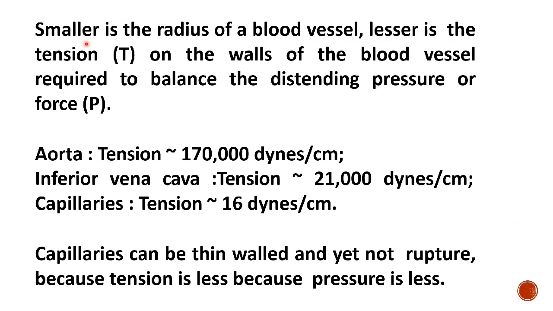From this relationship we can say that the smaller the radius of the blood vessel, the lesser the tension on the walls of the blood vessel required to balance the distending pressure or force, that is P. If you look at the different blood vessels, the aorta has the highest tension, the inferior vena cava 21,000 dynes per centimeter, and capillaries the lowest tension. These capillaries are thin walled and yet do not rupture because the tension is low, and the pressure is also less in the capillaries.